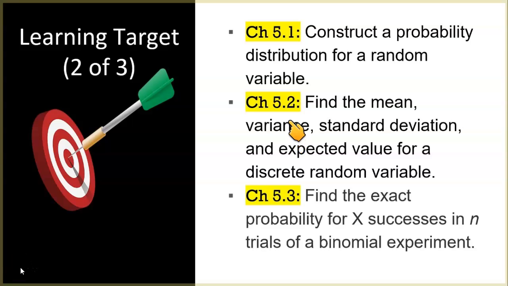In section 2 of chapter 5, we look at still discrete random variables, but we're going to focus on how we can find the mean, the variance, and the standard deviation, and also an expected value for a discrete random variable. So still looking at a probability distribution. In the previous unit, we were able to find the mean and the variance and the standard deviation from a grouped frequency distribution. So more or less, we still have a distribution of some sort.